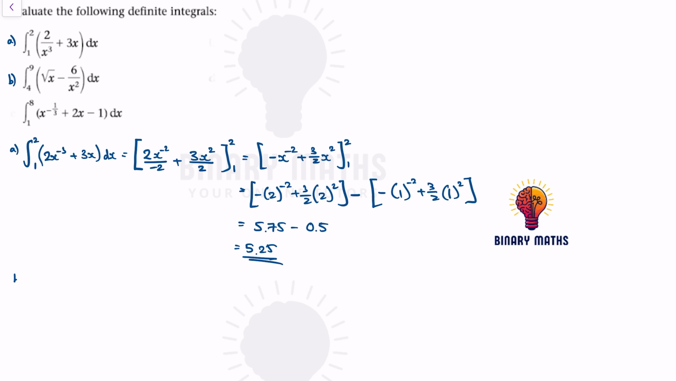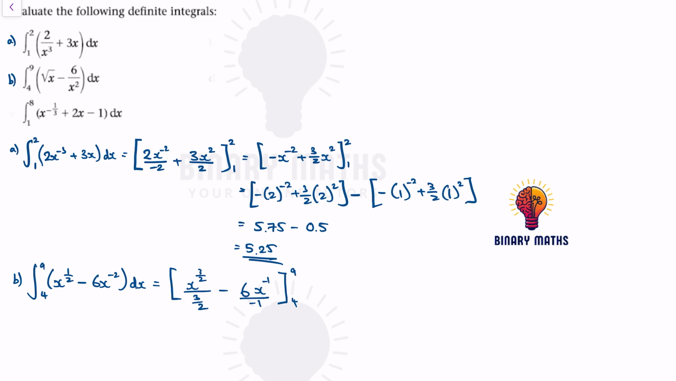Part B. Okay, integrating between 9 and 4. If I turn everything to index form, root x is the same thing as x to the power of a half. Minus 6 over x squared is the same thing as 6x to the minus 2. Integrating with respect to x. Now that I've got it in index form, I can integrate. So increase the power. So x to the power of 3 over 2, over 3 over 2, minus 6 x to the power of, increase the power by 1, minus 1, over minus 1. And at the end of the square brackets, we put 9 at the top, 4 at the bottom. So upper limit and lower limit.